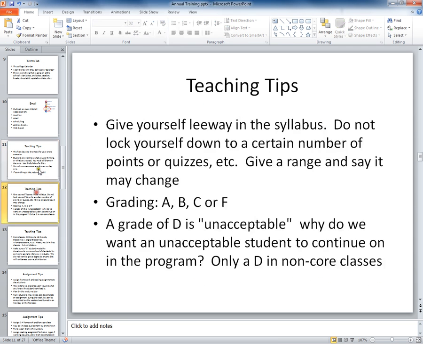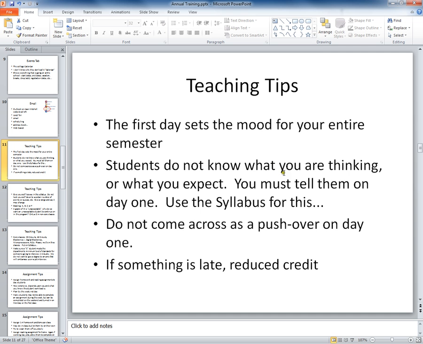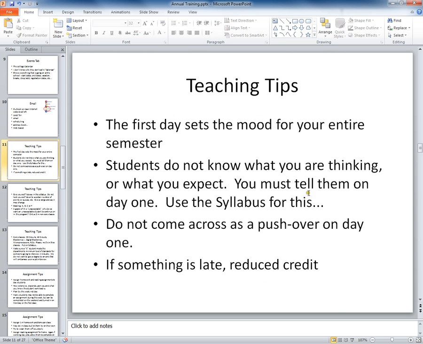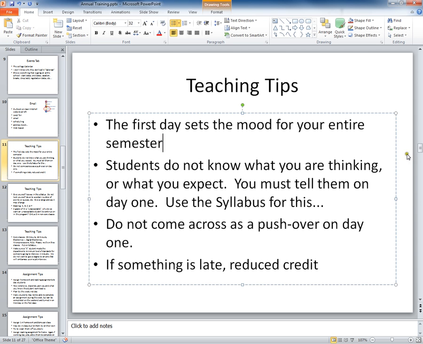Teaching tips. Okay, so the first day of class sets the mood for your entire semester. I'm going to read this verbatim, I know you're not supposed to do that, but I'm going to do it anyway, because I wrote all this exactly the way I wanted to say it, and I think this is going to be good to go over really quickly.